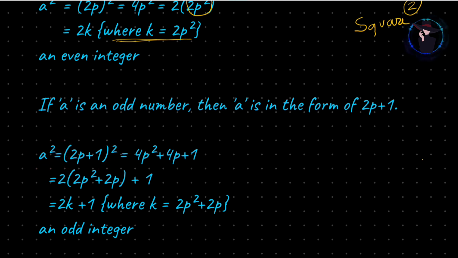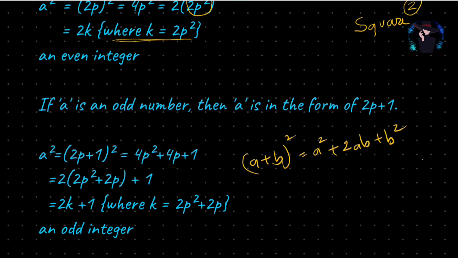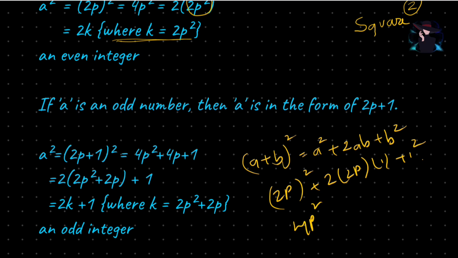So what's the formula here? (a + b) whole square, which is equal to a square plus 2ab plus b square. So who's a here? a is 2p, which is equal to (2p) whole square plus 2 into 2p into 1 plus 1 square, which turns into 4p square plus 4p plus 1, right? This is what we got here, 4p square plus 4p plus 1.